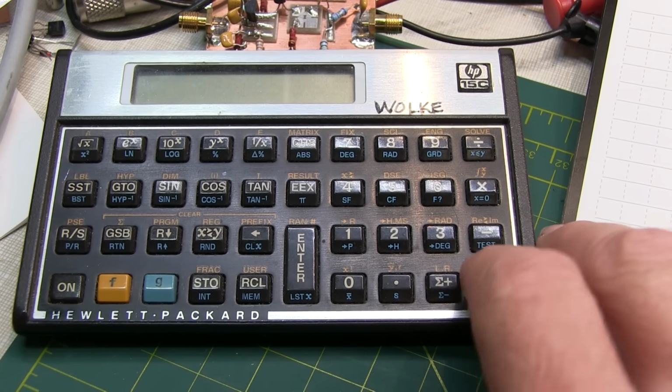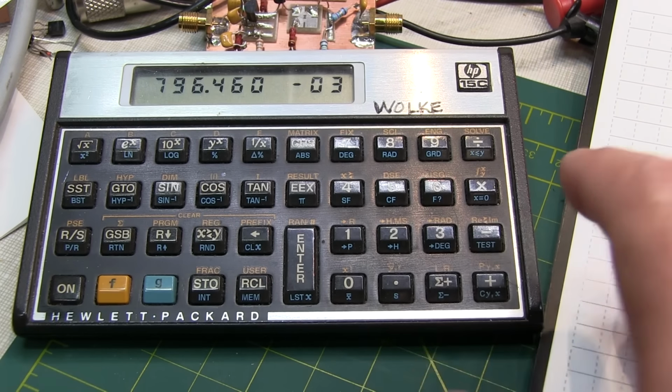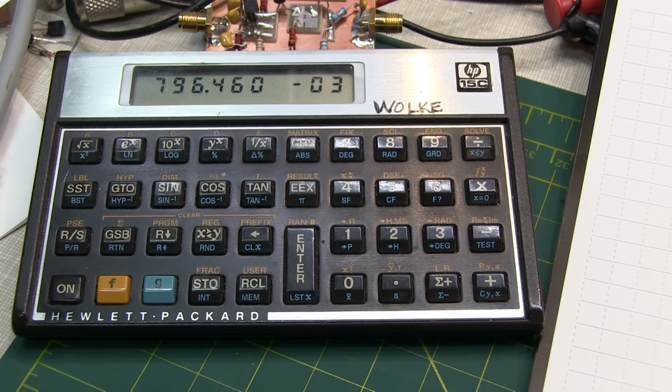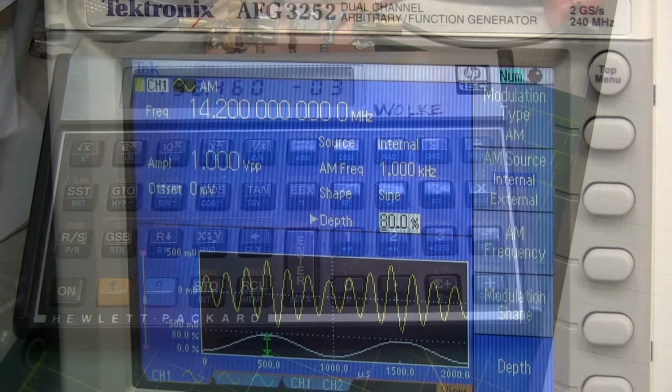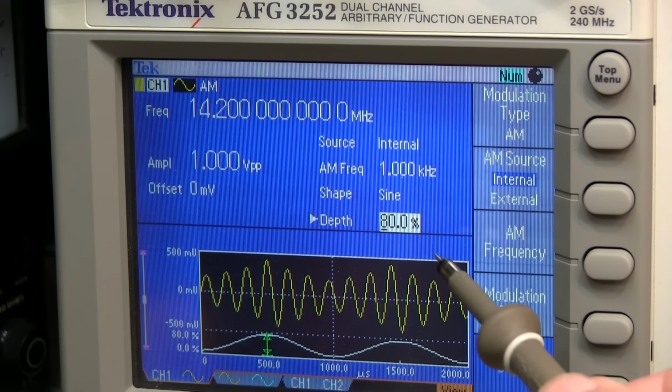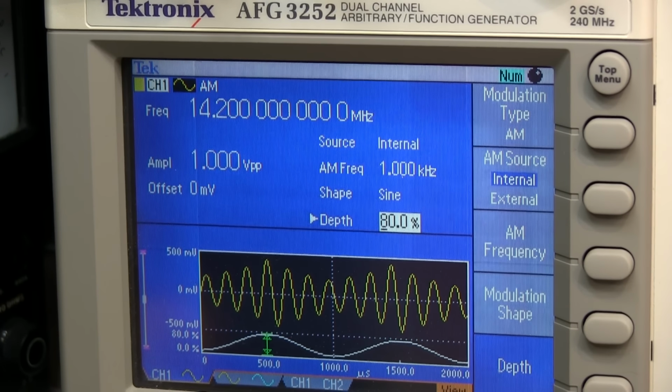We sum those together and divide the result, and I'm getting 79.6% or 0.796 as a modulation index. So let's take a look at what I put on the signal generator. And indeed, I set that up for 80%. So again, it's just under a half a percent off from what I'd set it to. So I would say that's close enough.